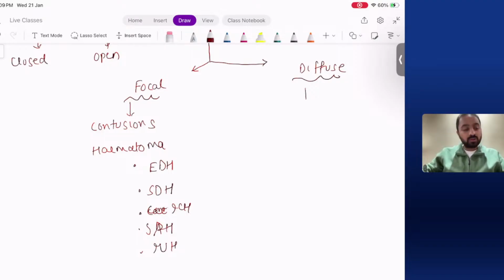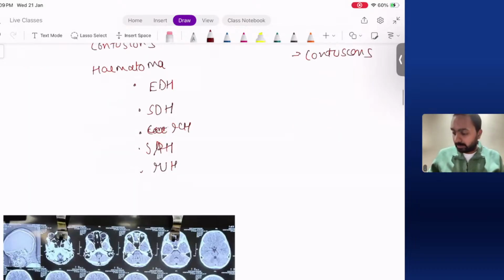When you talk about diffuse lesions, there you have DAI, that is diffuse axonal injury, and you can have contusions, which can be multiple, right? So it can be a focal contusion or it can be multiple contusions. Now let's not have a lot of theoretical discussion on this, rather move on to the images.